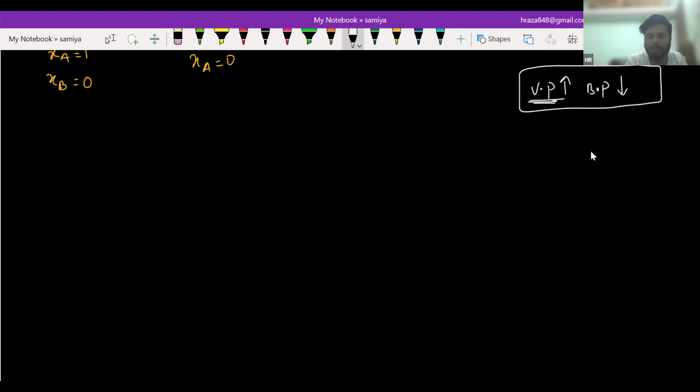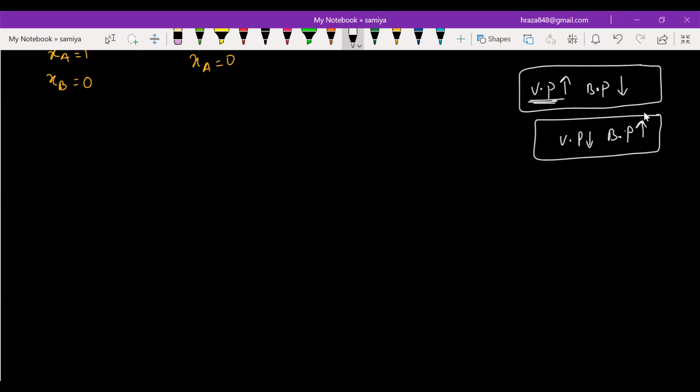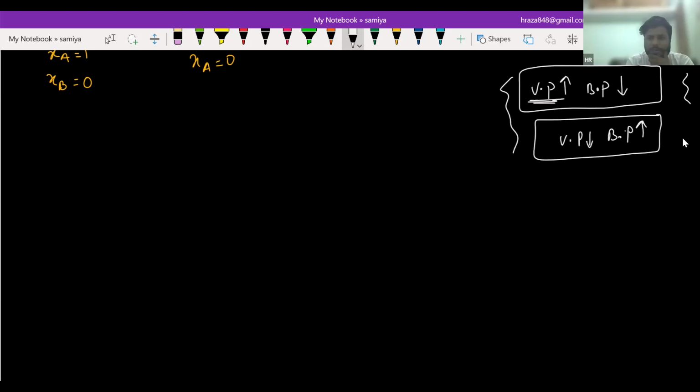Are you getting my point? If vapor pressure is lower, that means it takes time or needs more energy to be converted into gas. That means lower vapor pressure means greater boiling point. Are you getting my point, both of you? Yes, sir. So this is the relation between vapor pressure and boiling point.